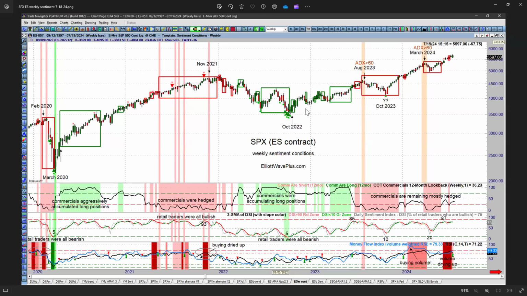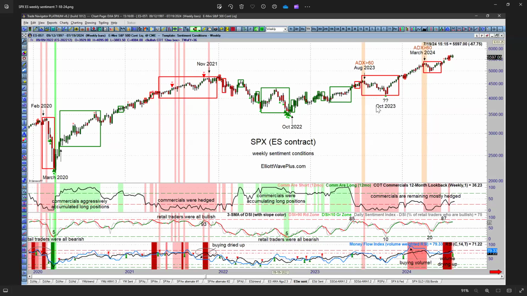And everything looked good until about in here, and commercials started hedging. That was in August of 2023. Retail had gotten all the way up to 85% bulls right through here. But there was one thing that continued to be a little bullish about it, and that is that the money flow indicator stayed above the RSI during this period.